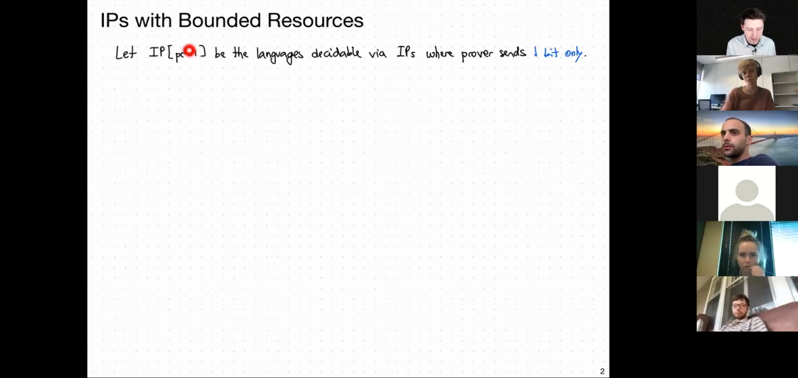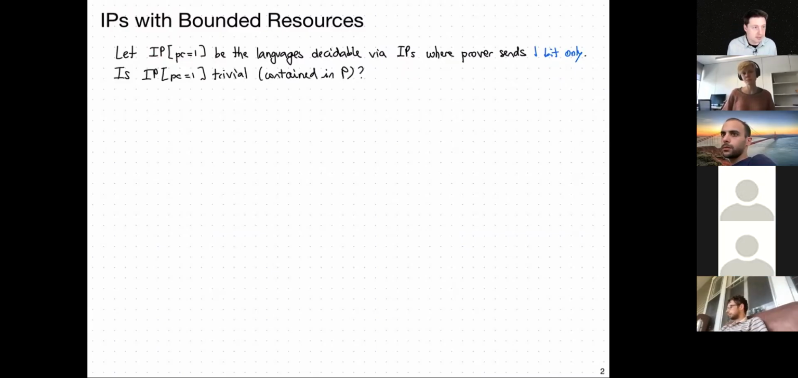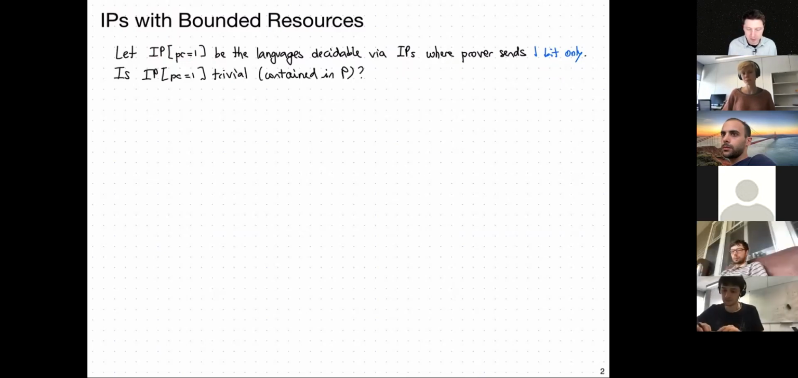So I have here this parameter PC, which stands for prover communication. And here I'm writing PC equals 1, which means that I'm going to consider the set of languages decidable via interactive proofs where the prover sends one bit only to the verifier, right? So that's not a lot of information coming from the prover. And one might think, is this class trivial? Is it too limited?